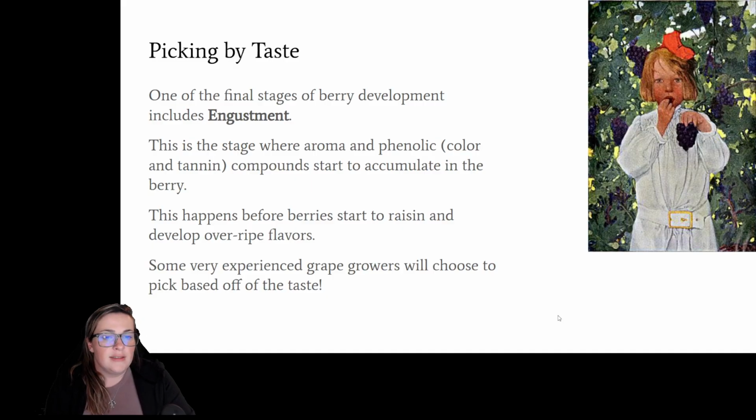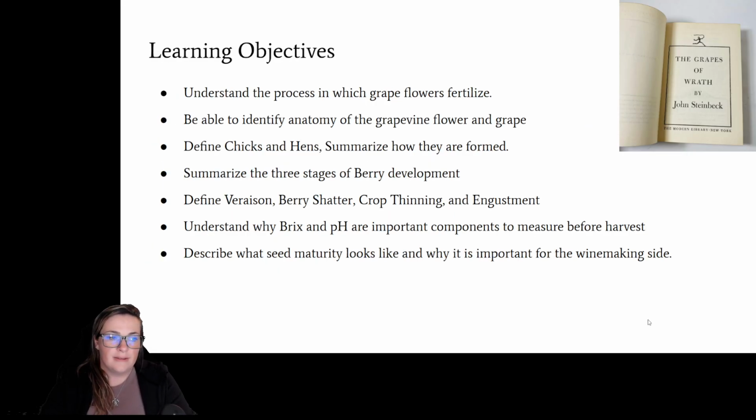Cool. Some people pick by taste, which is very fun too, and there is merit to this. So one of the final stages of berry development is engustment, which we talked about earlier, right? This is the stage where aroma and phenolic compounds start to accumulate in the berry. So both the aroma compounds and then color and tannin. This happens before berries start to raisin and develop overripe flavors. And if you're very experienced or just very confident, grape growers will choose to pick off of the taste, or purely alone on the taste.